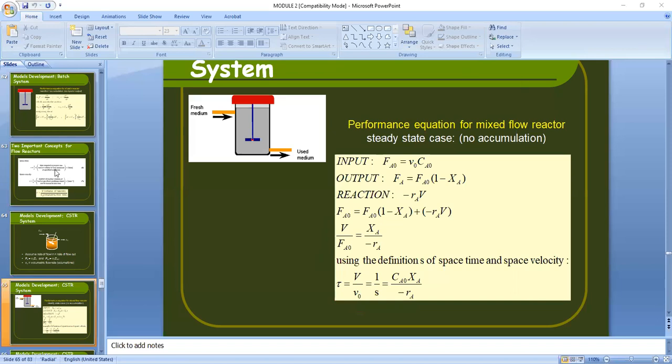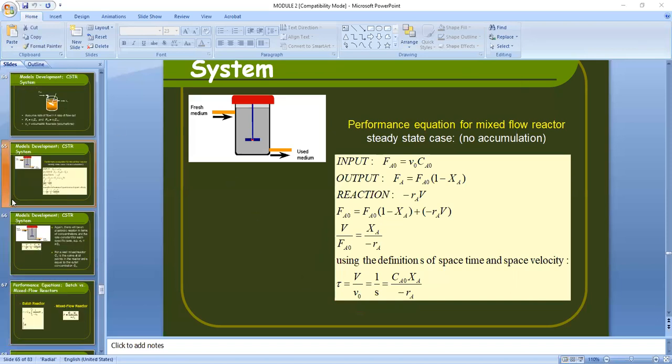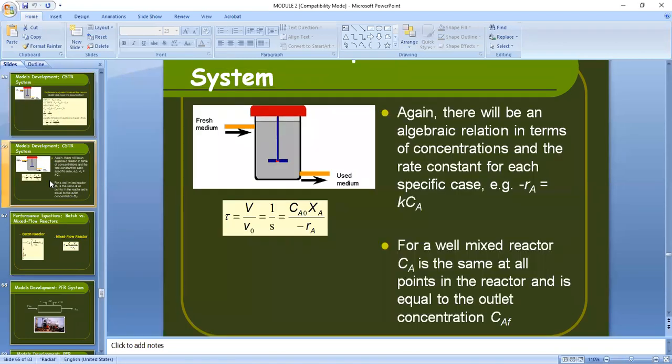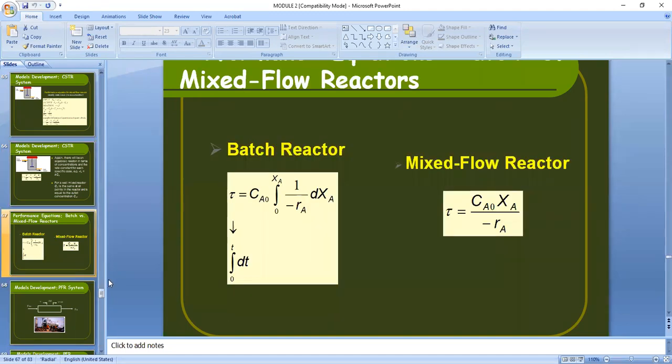Now, what about the plug flow? So the plug flow, in terms of how it's to be evaluated, referring to the performance equation, you need to integrate it. So for the plug flow, by the way, I have written it anyhow there in the other slide. So we just skip this one. And this is the comparison now between the batch and the mixed flow.